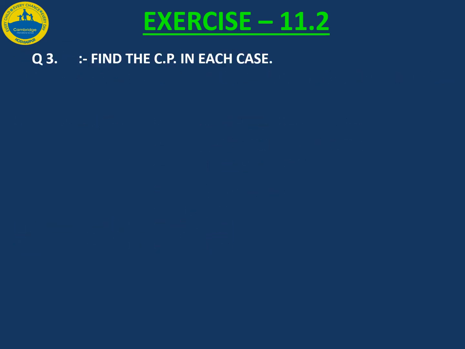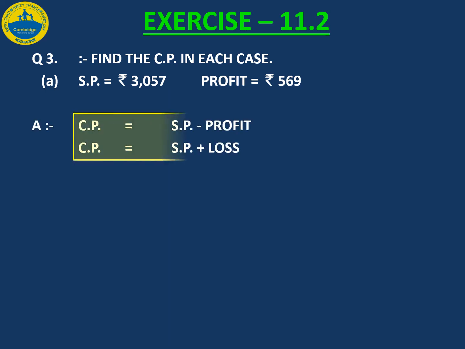Question number 3. Find the cost price in each case. A part. Selling price is equal to rupees 3,057. Profit is equal to rupees 569. In my previous lesson, I have explained when SP is given, profit is given, cost price will be selling price minus profit. When SP is given, loss is given, cost price is equal to selling price plus loss.